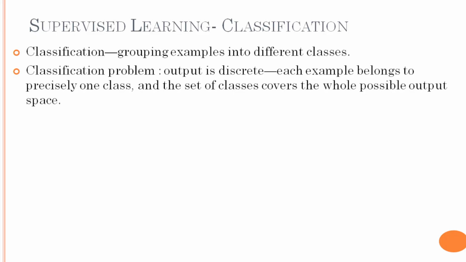The most important point about the classification problem is that it is discrete. The output class is discrete. Each example belongs to precisely one class and the set of classes covers the whole possible output space.